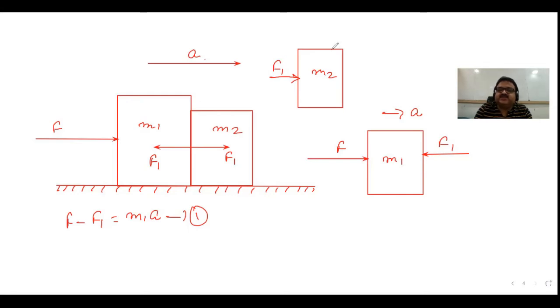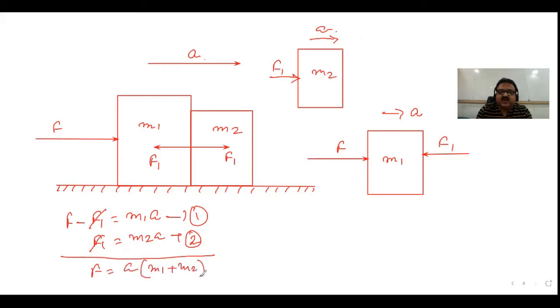And since the system is moving towards the right, this mass will also move towards the right. And what will be the equation of motion for this? According to the second law, the net force F1 is equal to M2A. Okay. Now look, F1 gets cancelled. F equal to A into (M1 plus M2). And therefore, A equal to F divided by (M1 plus M2).